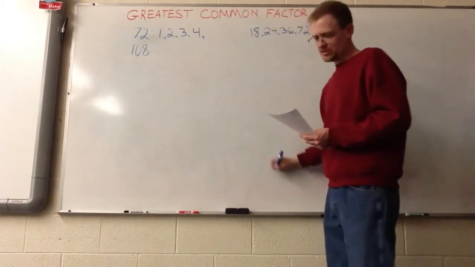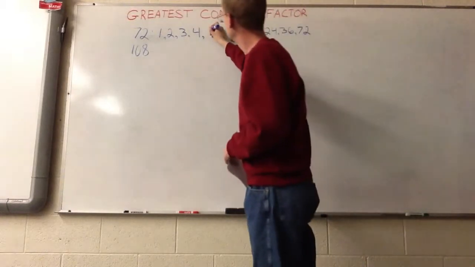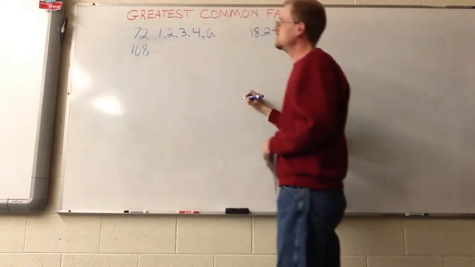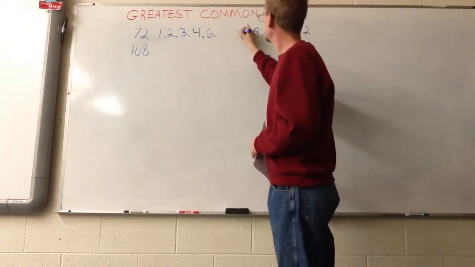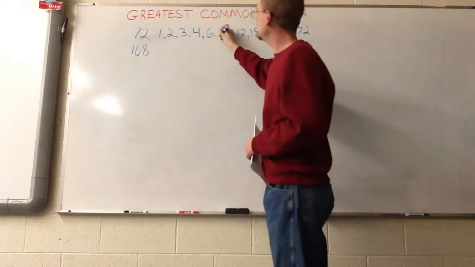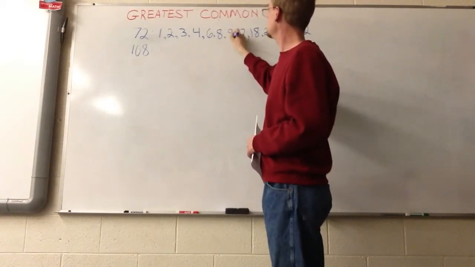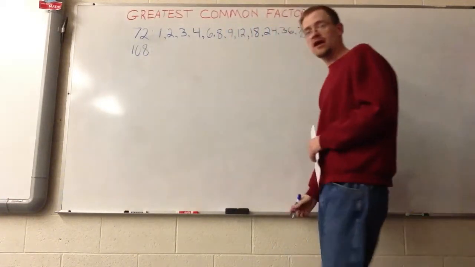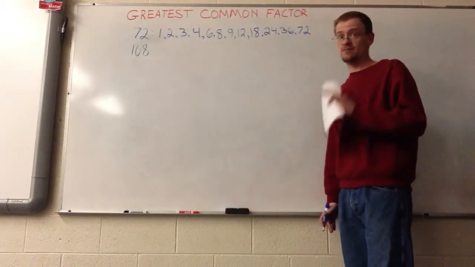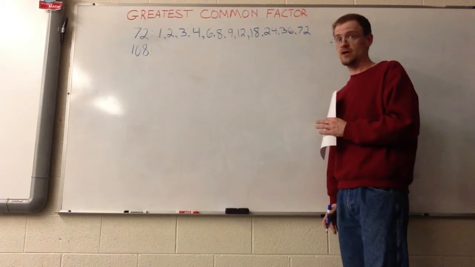Okay, 72 is not divisible by 5, but it is divisible by 6. Let's see, that would give us 12. And finally, 72 is divisible by 8. And 72 divided by 8 is 9. Okay, I got through that list pretty fast. It probably took you a little bit longer. It takes a while just to get through one number this way.